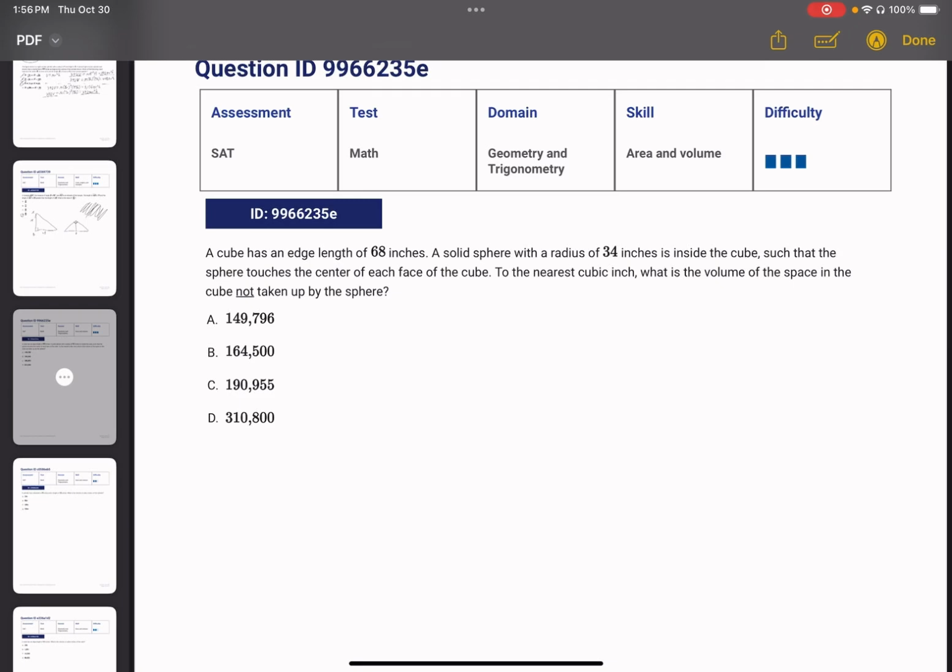Today we're doing geometry questions, and we're going to start with this question right over here. A cube has an edge length of 68 inches, and a solid sphere with a radius of 34 inches is inside the cube, such that the sphere touches the center of each face of the cube. To the nearest cubic inch, what is the volume of the space in the cube not taken up by the sphere?